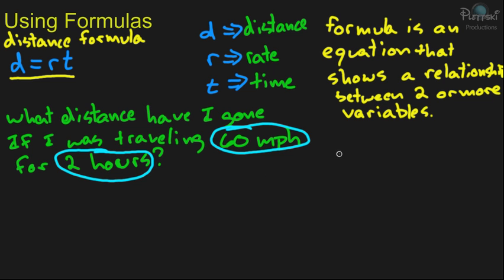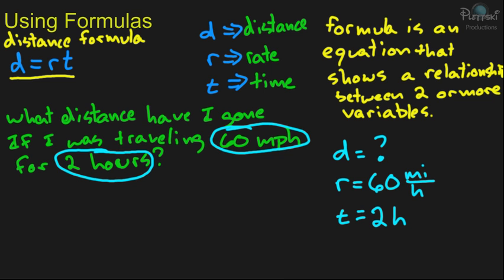Okay, so do we know any of the variables? Do we know D or R or T? Well, rate, that's how fast we were going. That would be 60 miles per hour. So R is going to equal 60 miles per hour. And time, well, we traveled for 2 hours. So it'd be 2 hours. The only one that's not given to us is how far. What's the distance? So that's going to be the one we're trying to find.